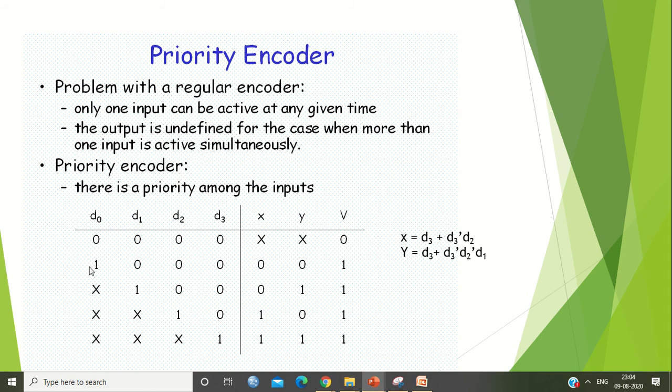But when one of your inputs is equal to 1, say for example here D0 is fixed with a priority, then D1, D2 and D3, all three, are 0.